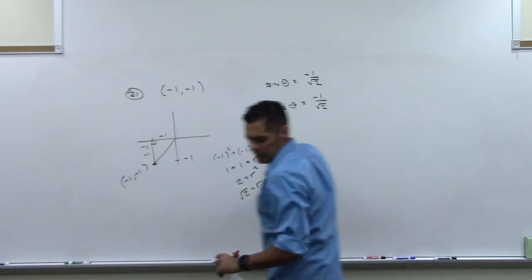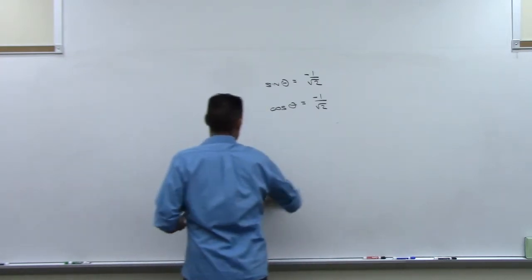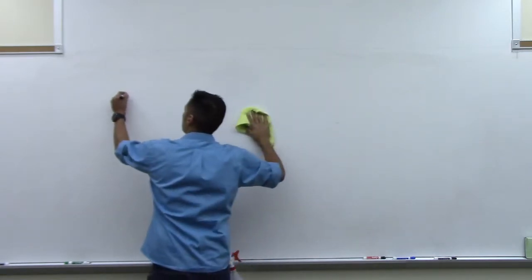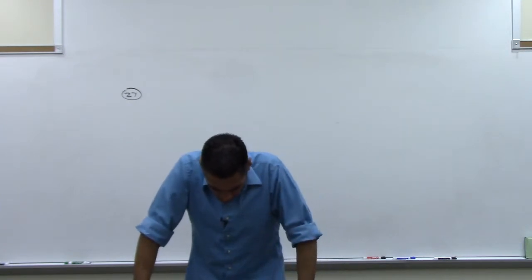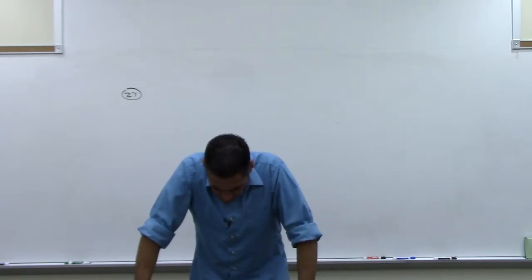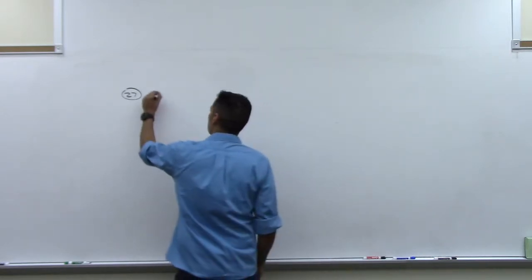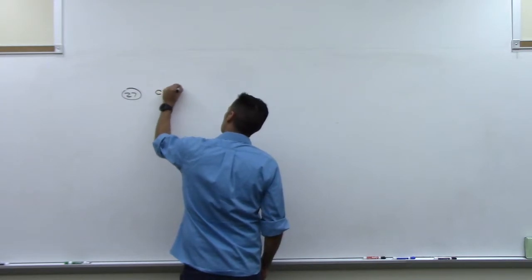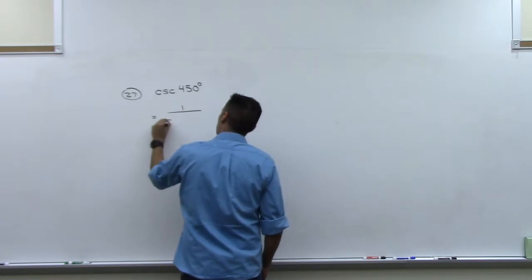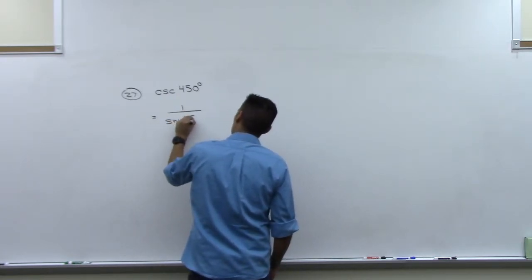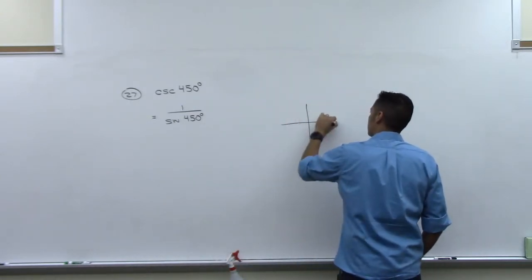Now, moving on to the next one, which is 27. We want to find the exact value of the following. Don't use a calculator. What is cosecant of 450 degrees? Cosecant of 450 degrees is equivalent to 1 over sine of 450 degrees, just using the definition of cosecant.